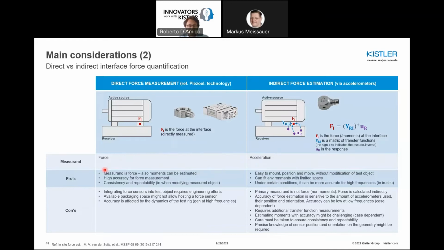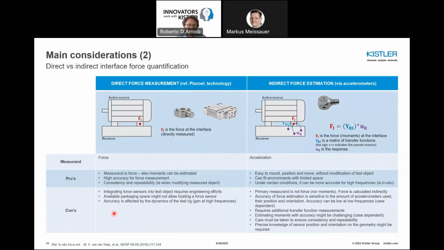In terms of pros, when you have a force measured with a force sensor, the measurement is force, and also the moment can be back-estimated from the force itself. When you want to quantify force, you're just measuring force, and this is a good thing. So you're going to get rather high accuracy also for force measurement. And in general, when you're using force sensors, you rely on very good consistency and repeatability, because they are built in a way that you are not probably going to change the setup very often. Therefore, if you want to measure multiple motors, you can just keep the setup like that and move on.